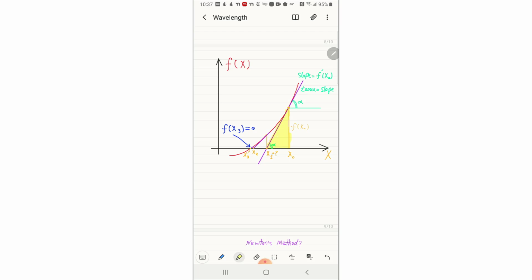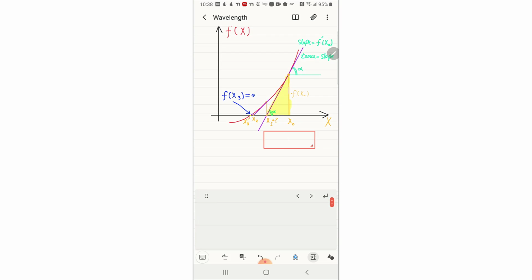If we just consider this triangle, we know that the slope of this line, the tangent line on the red curve, is tan(alpha), which is equal to f'(x0), the differentiation of f(x). So we know the slope, we know x0, and we are interested in finding x1. So let me just use the basics of trigonometry to derive Newton's relationship.